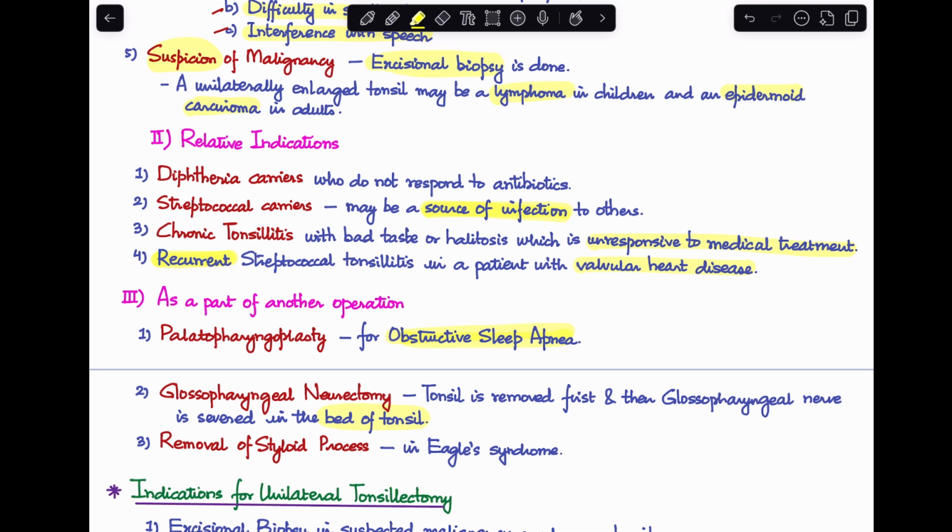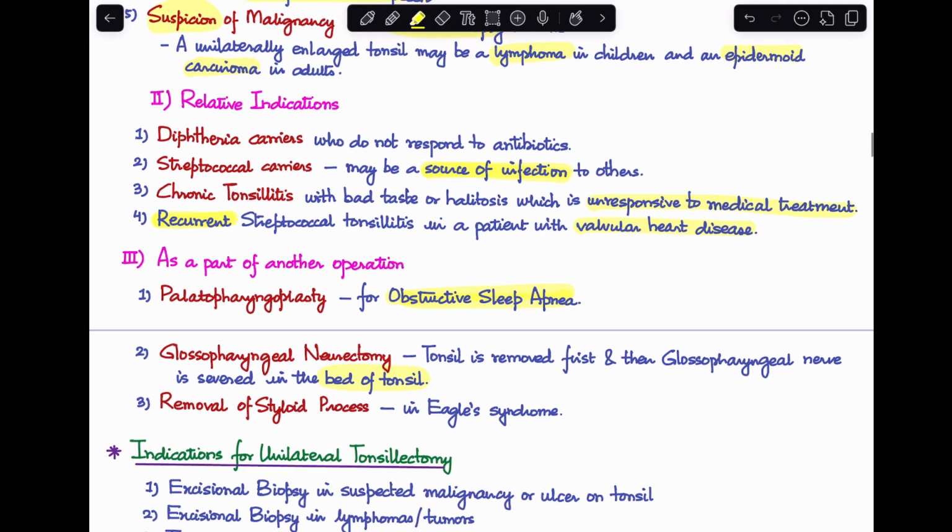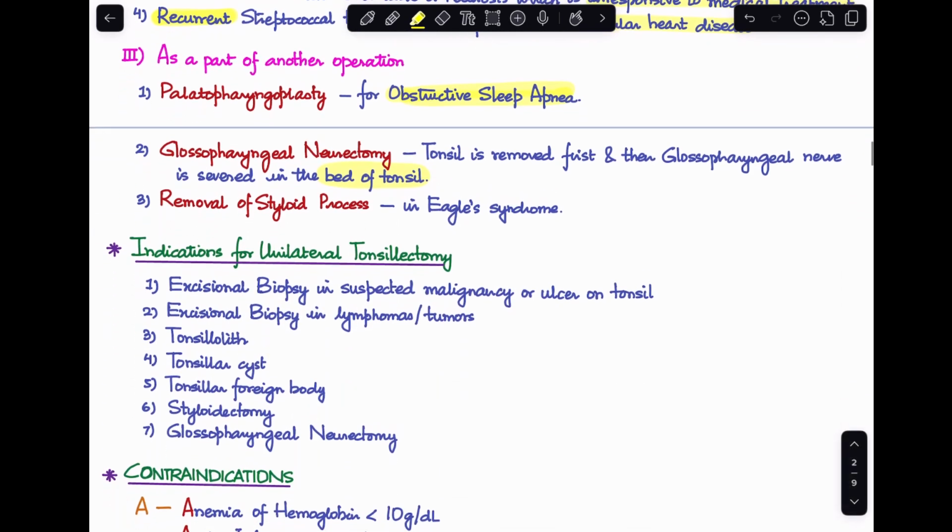So these are all the indications of tonsillectomy. There's another question in terms of indications, which is what are some indications that you know for unilateral tonsillectomy? Because usually in all cases we perform a bilateral tonsillectomy. So is there any indication where we perform a unilateral tonsillectomy?